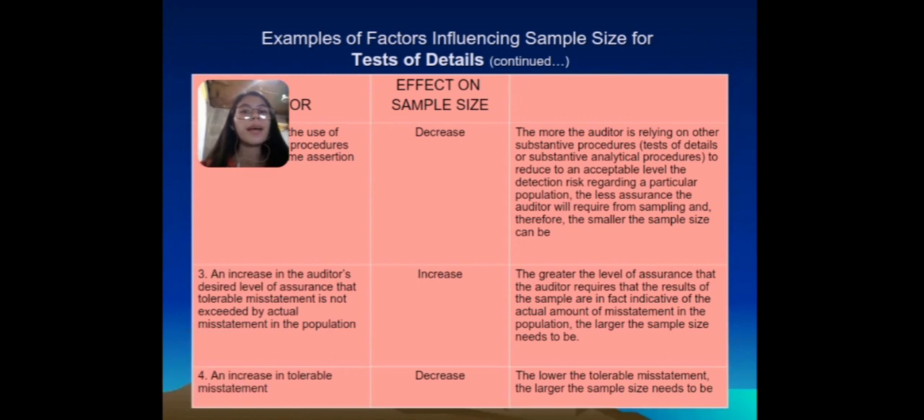The fourth one is an increase in tolerable misstatement. So, the effect on sample size is to decrease. Why? It is because the lower the tolerable misstatement, the larger the sample size needs to be.